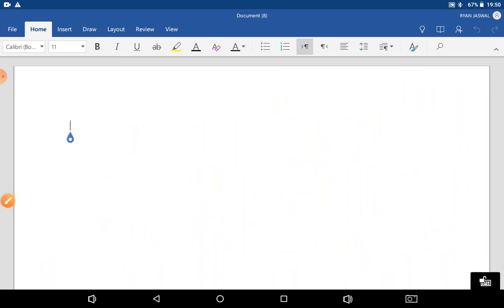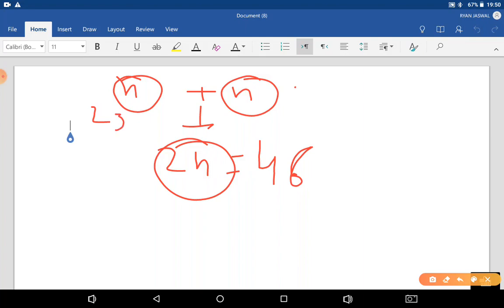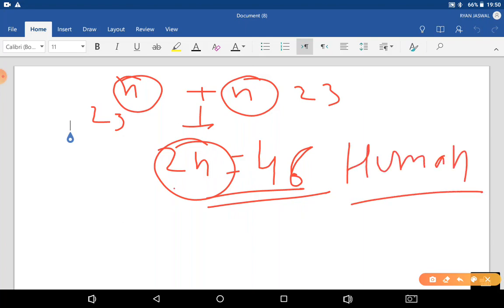Now when the fertilization occurs, N plus N form the 2N, and the chromosome number becomes 46. 23 from the male side and 23 from the female side. So that's why the chromosome number of humans is 46.